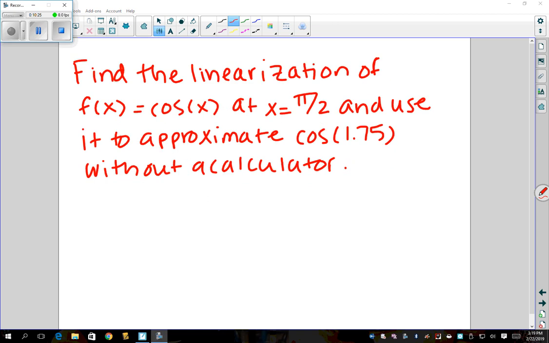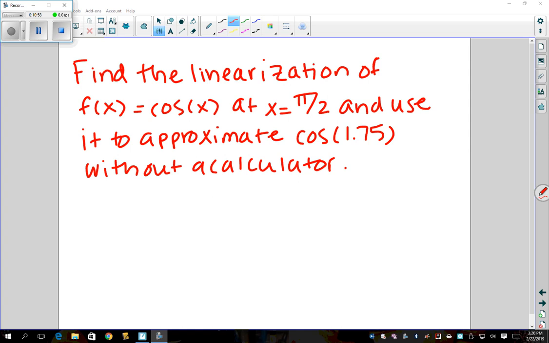So here's an example of a question that they might ask, very similar to the questions that we've been dealing with in class with series. So it asks, find the linearization of f of x equals cosine x at x equals pi over 2 and use it to approximate cosine of 1.75 without a calculator. So basically what we've just been doing with polynomials, we first construct the polynomial and then we can use it to approximate a value that is kind of close to our a value.